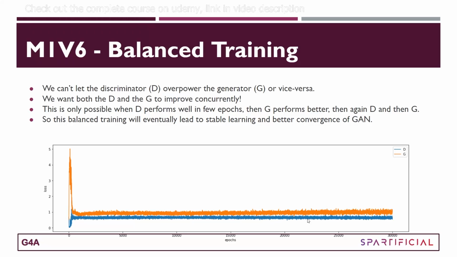And what's going to happen? For the desired epochs, the final output would be: you take the generator, feed the random latent vector, and it's going to give you an output that's very similar to the probability distribution of the real data. So that was the whole concept of balanced training, and the important part you need to focus on is that this balanced training will eventually lead to stable training and better convergence of GAN, as you can see.